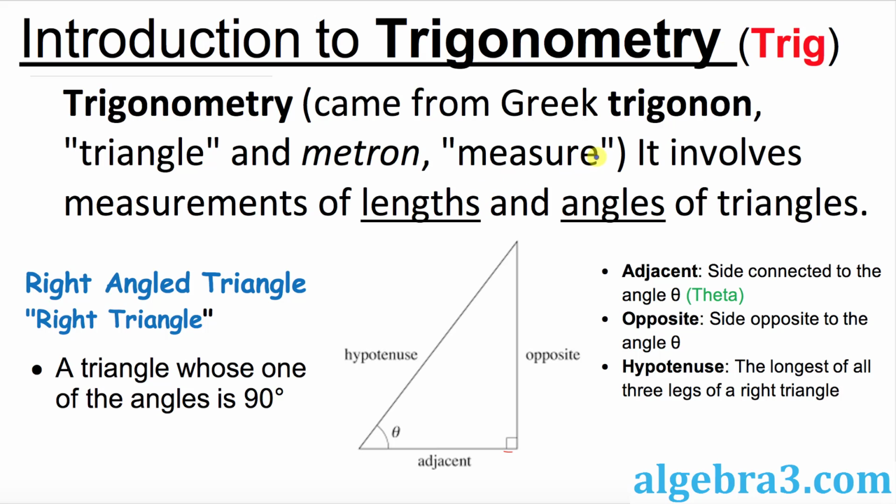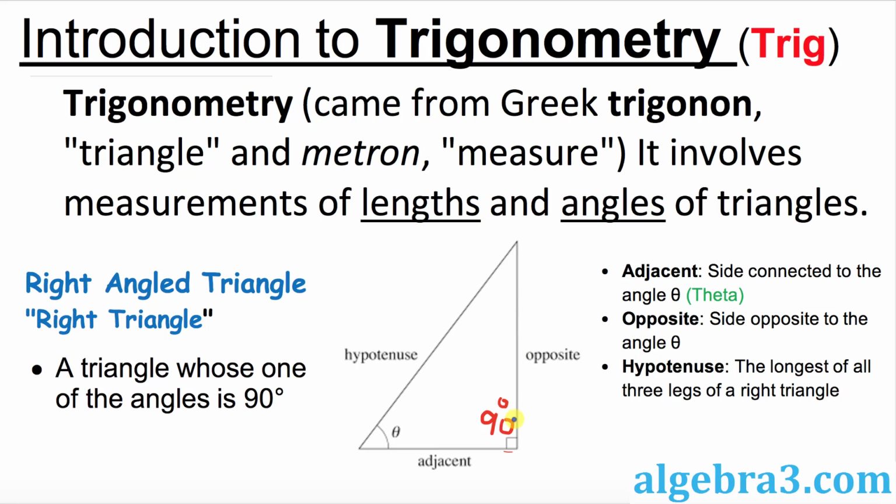Trigonometry just involves the measurements of lengths and angles of triangles. A very special case of the triangle is the right-angled triangle, or simply the right triangle. A right triangle is a triangle with one angle of 90 degrees, as you can see in this figure. So this angle is 90 degrees.